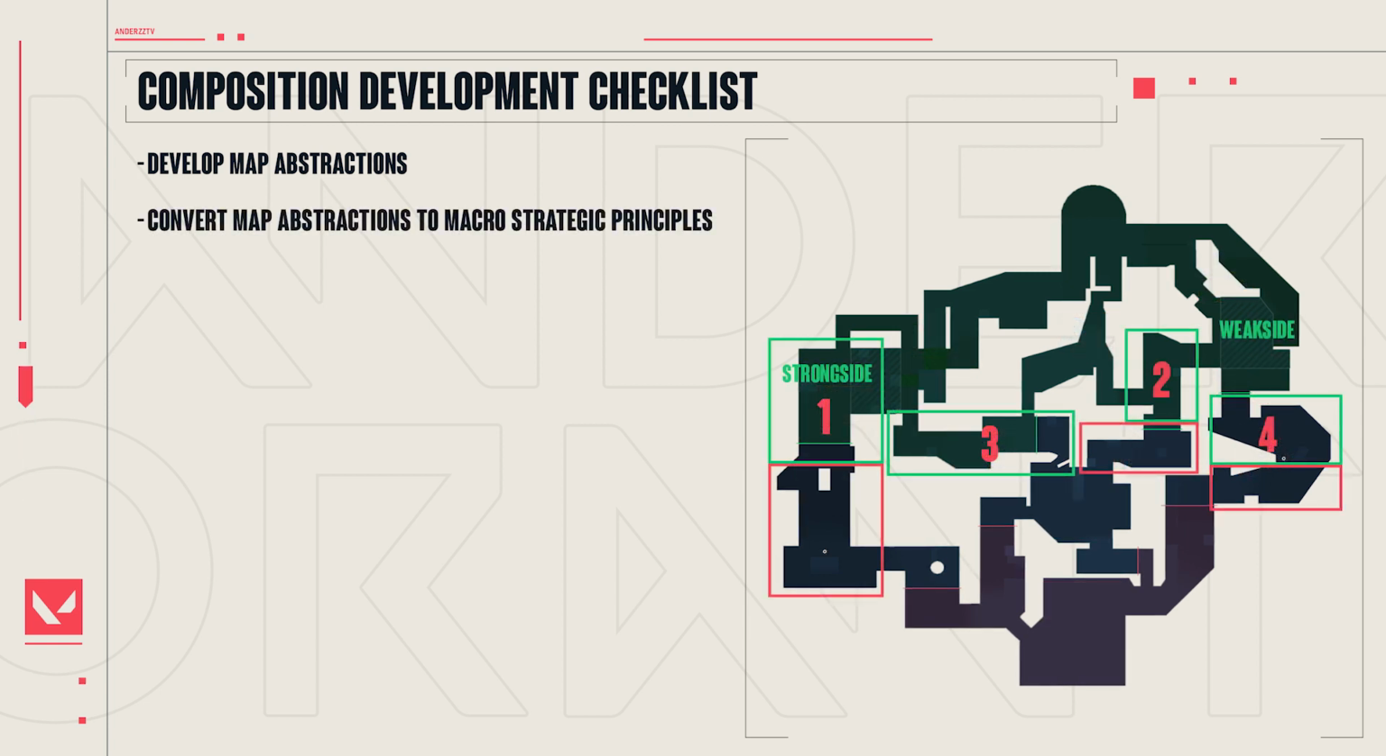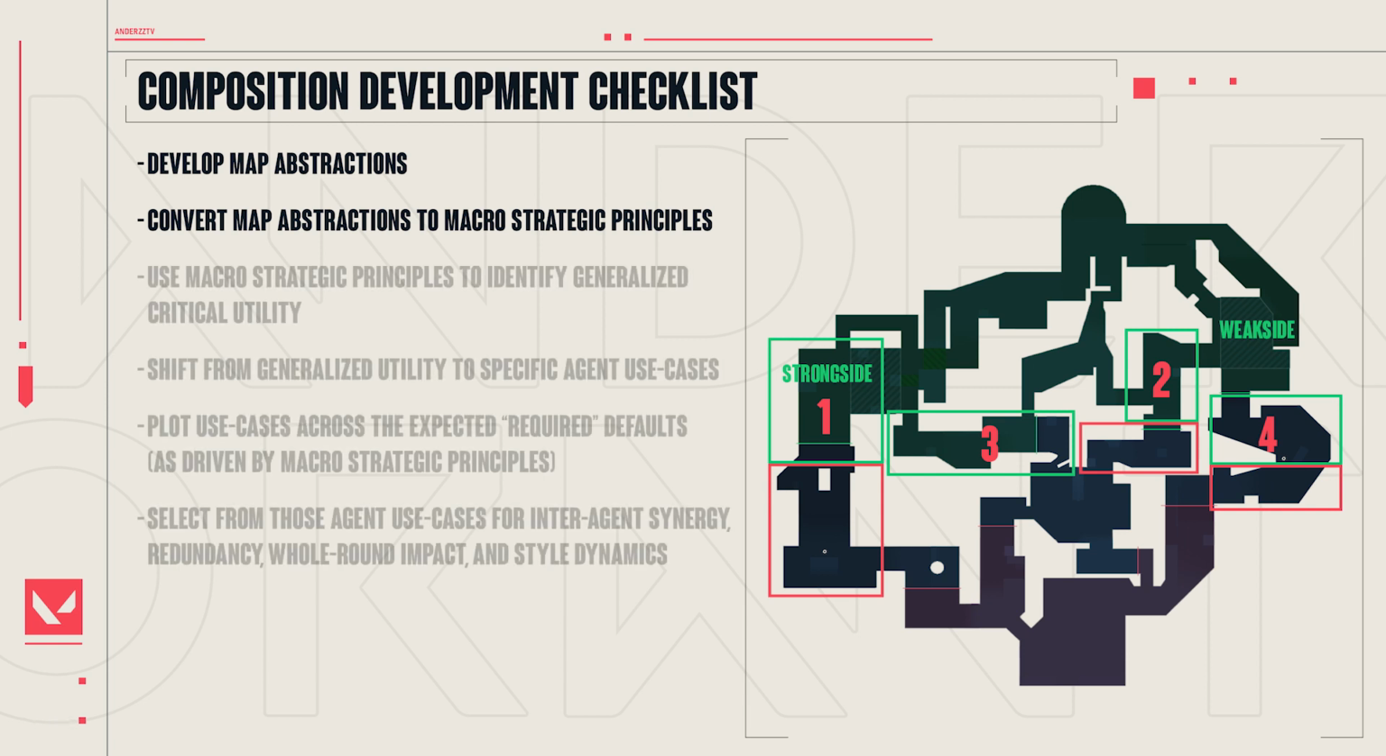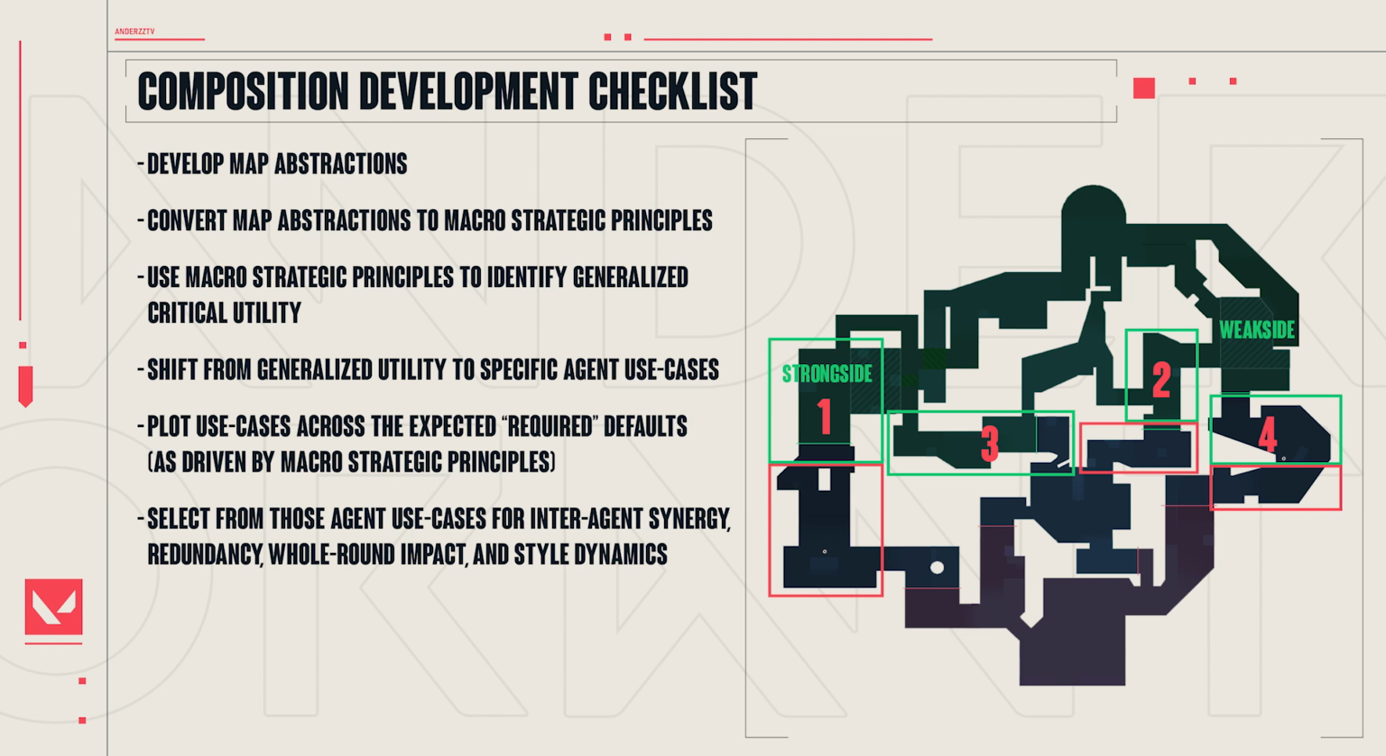Then we took those map abstractions and converted them to macro strategic principles. Which sides should we prioritize, how should we prefer hitting on attack, etc. Now in this step, we're going to be converting those macro strategic principles to generalized utility that we're going to need as a team approaching this map on both sides. And what that will allow us to do is then take specific agent use cases, map it over those generalized utility examples, and then mesh those all together to create compositions.